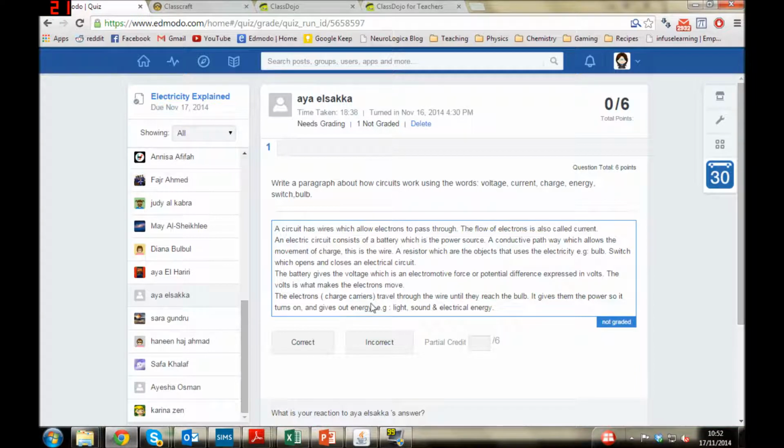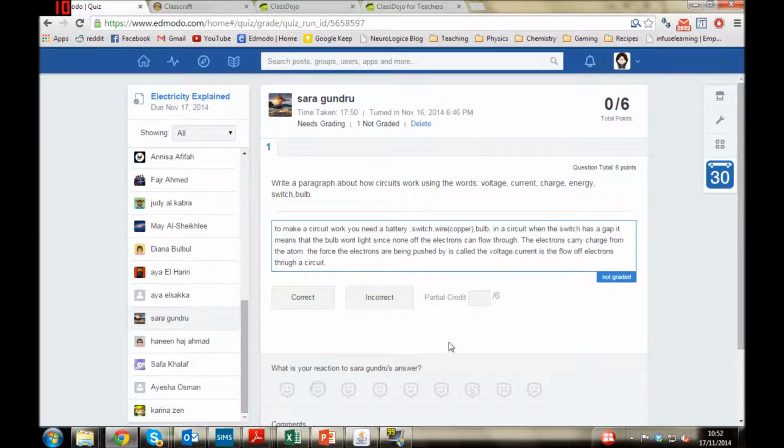The electrons, charge carriers, travel through the wire until they reach the bulb. It gives them the power. We should use the word energy here. It gives what? The bulbs? It gives the bulb the energy, so it turns on and gives out that energy as light, sound, or electrical energy. Yep, generally pretty good. A few misconceptions, but fine.